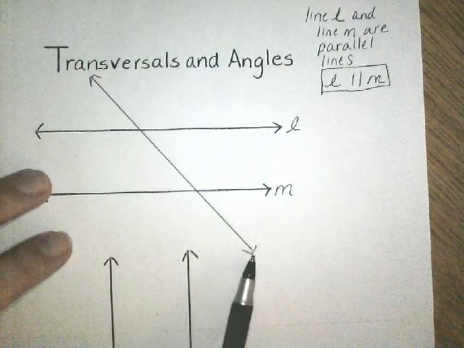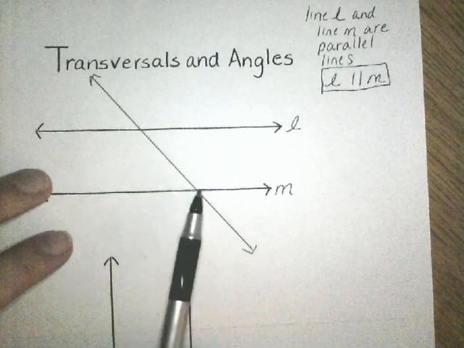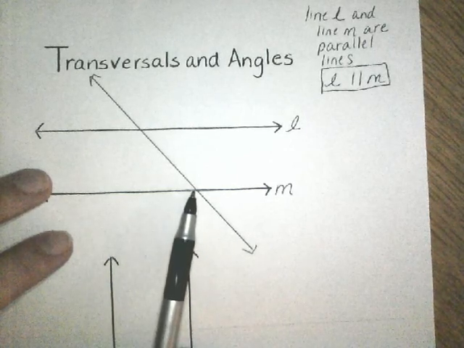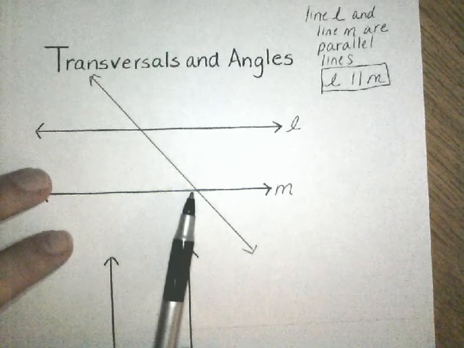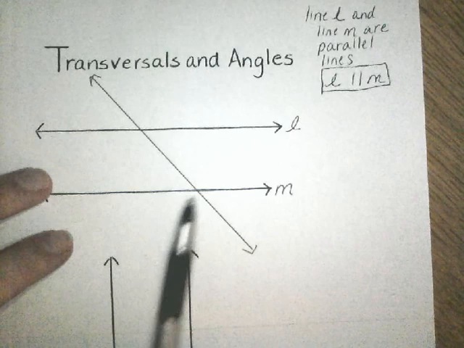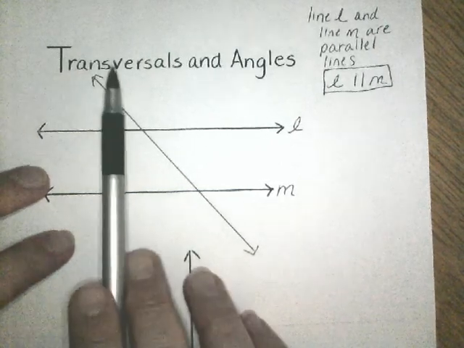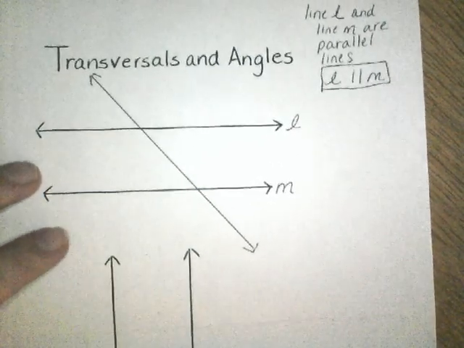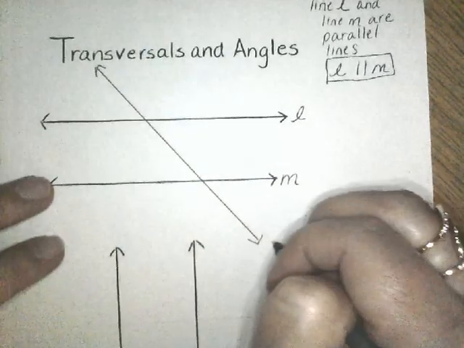A vertex is a point in an angle. Jordan? I forget what it's called. I know it's the line that cuts through. Yeah, that line that cuts through. A transversal. Good. So we are going to call this a transversal.